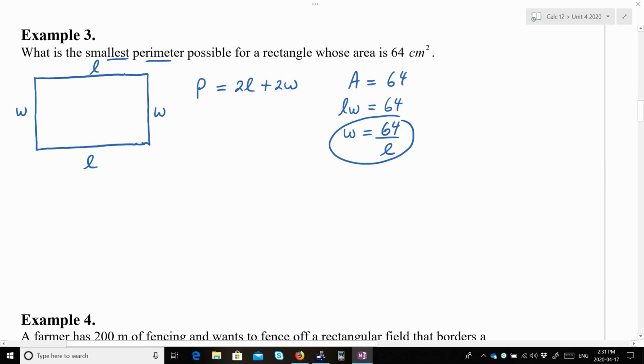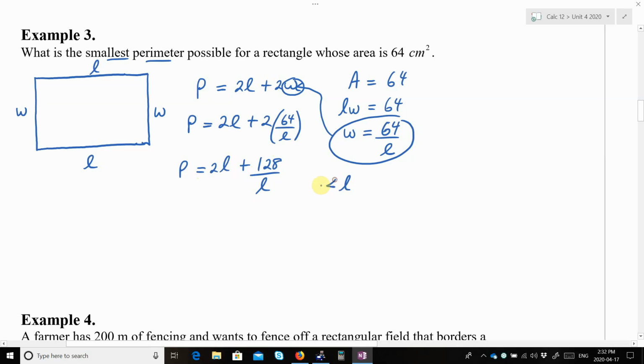And we are going to take that expression and plug it right here. So our perimeter function becomes 2L plus 2 times W, which is 64 over L. And so our perimeter function is 2L plus 128 over L. And we need to come up with an interval for this.